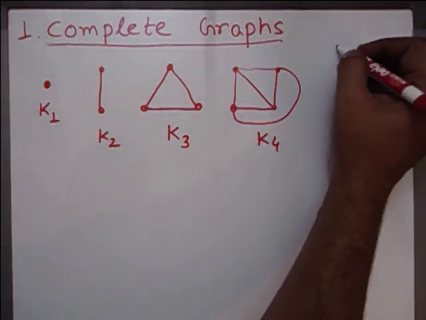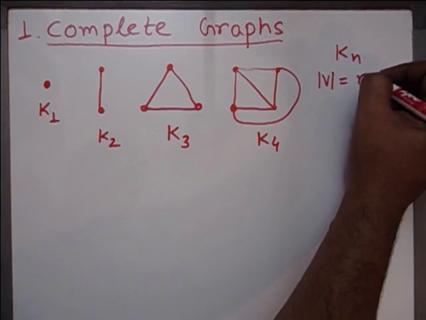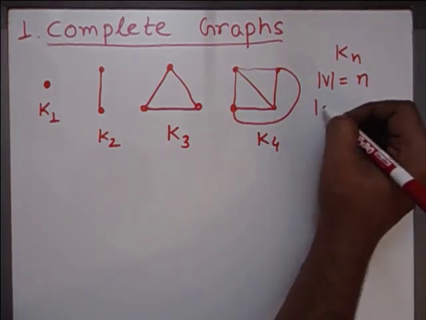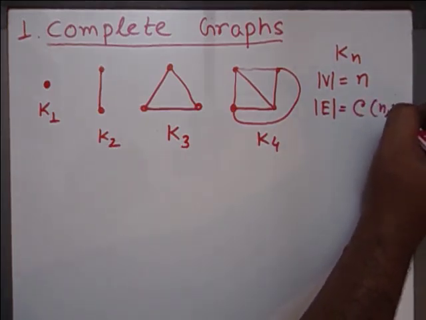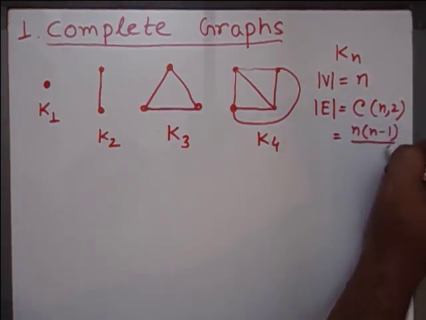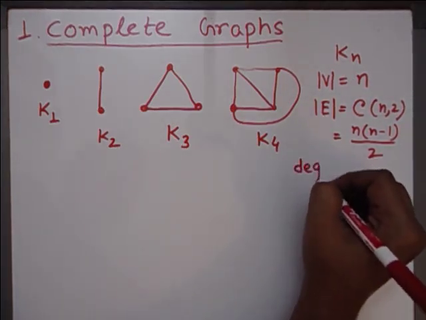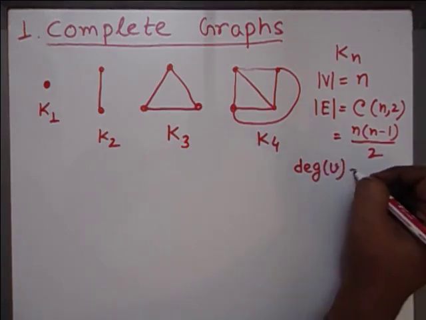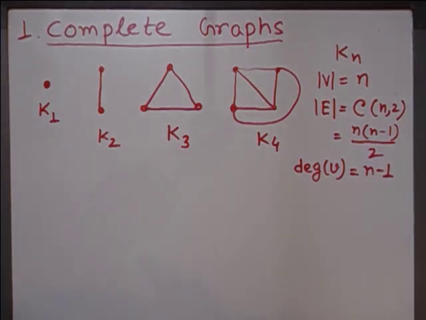So for Kn, number of vertices is n, number of edges is n choose 2, since all edges are present, which is equal to n times n minus 1 over 2. And degree of each vertex is exactly n minus 1. Every vertex is adjacent to all the other vertices. So the degree of every vertex is n minus 1.